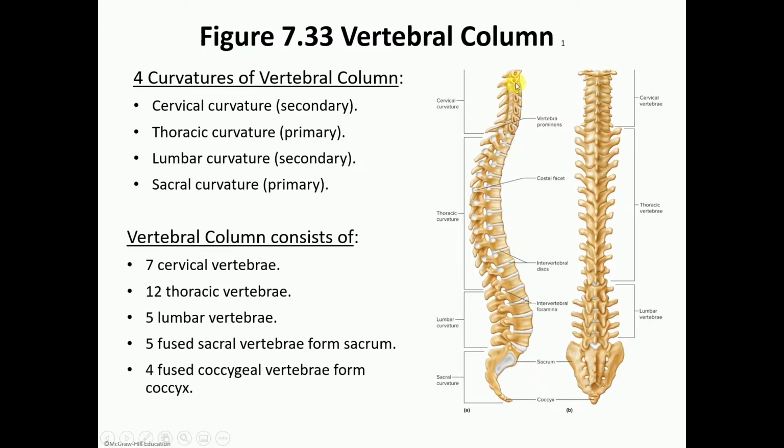The secondary ones, we develop as we learn the ability to maintain posture, to carry our heads, and to carry our weight. So the curve changes in the opposite direction. The secondary curves that we develop as we grow are the cervical curvature and the lumbar curvature.